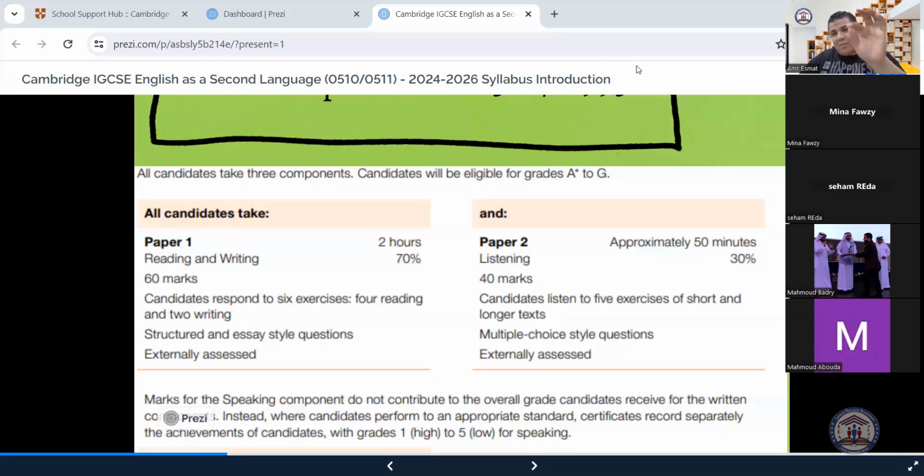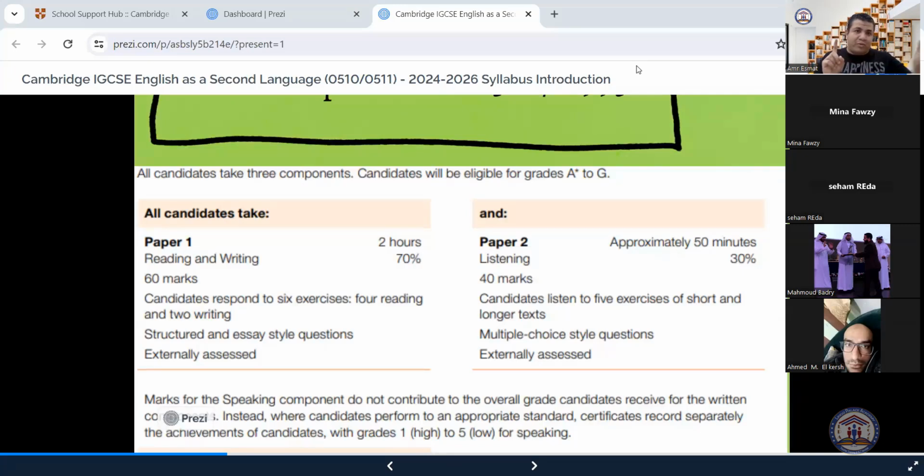In this type of test, listening represents 30% of the total mark. So again, in paper 2, you have listening, and it is compulsory. The student has to go through it and respond to the questions, and it represents 30% of the total mark. In speaking endorsement, you have 3 papers.